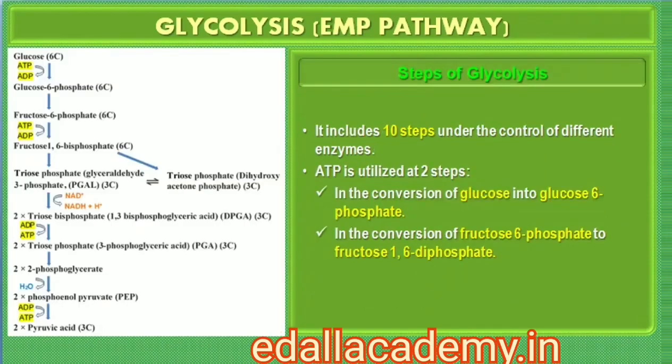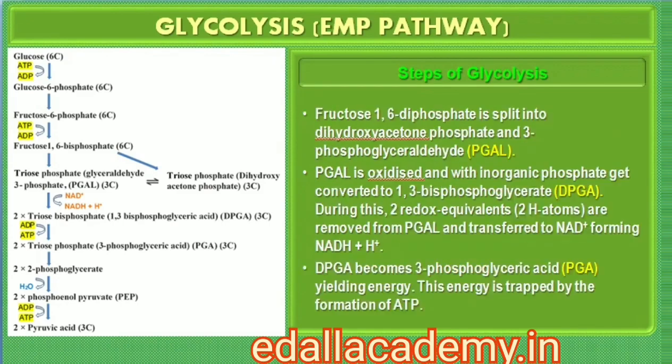In glycolysis, a chain of 10 reactions, under the control of different enzymes, takes place to produce pyruvate from glucose. While studying the steps of glycolysis, please note the steps at which utilization or synthesis of ATP or, in this case, NADH and H+ take place. ATP is utilized at two steps. First in the conversion of glucose into glucose 6-phosphate and second in the conversion of fructose 6-phosphate to fructose 1,6-bisphosphate. The fructose 1,6-bisphosphate is split into dihydroxyacetone phosphate and 3-phosphoglyceraldehyde, PGAL.